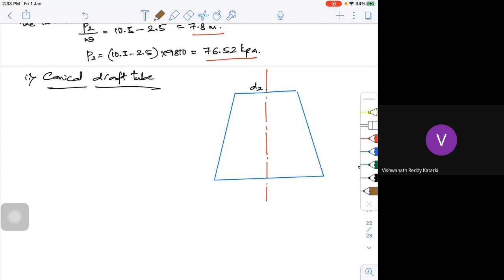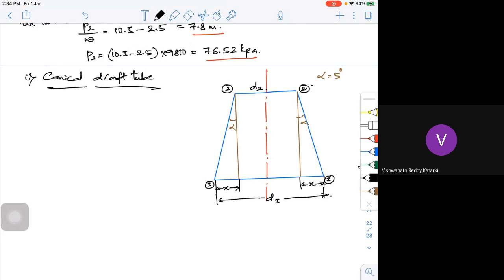Now if I draw the same thing as for the cylindrical draft tube, the difference is only this much: I have an alpha, and this alpha is equal to 5 degrees. This is your D3, section 3-3, and this is section 2-2. If I call this some x and this also x, D3 is equal to D2 plus 2 times x for alpha equal to 5 degrees. That's how I can find D3.